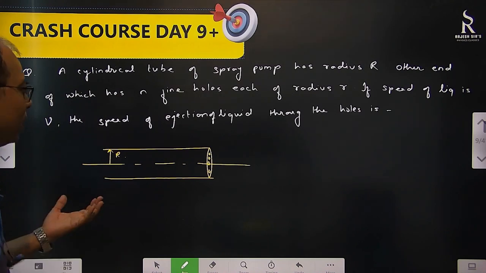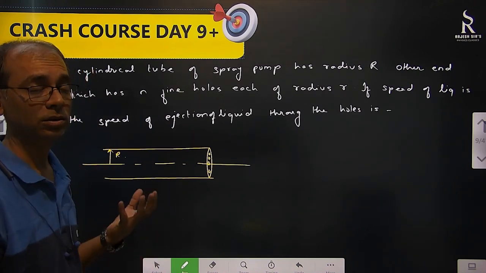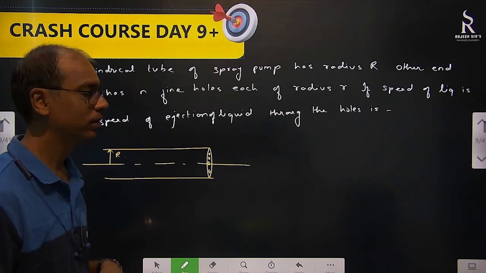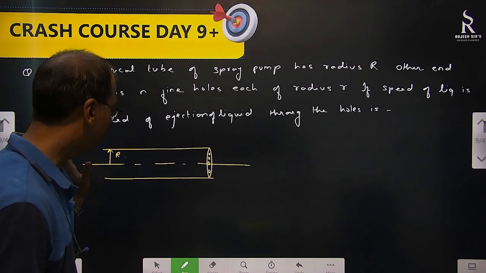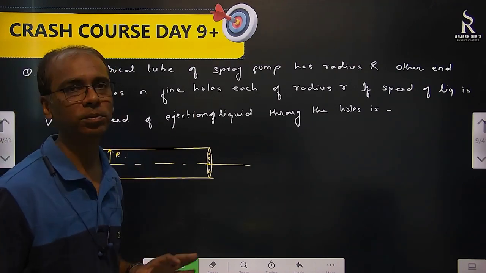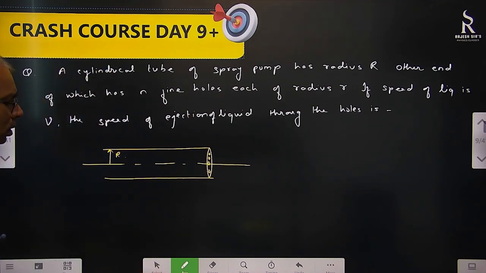Okay. Again, the question is saying steady flow. The pipe cannot store the liquid, or there is no leakage either. So whatever the volume flow rate of liquid is, the same volume flow rate will be from here also. That is it. Nothing else. Okay. So let's find then.